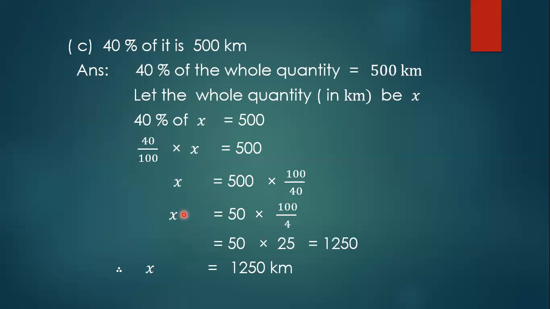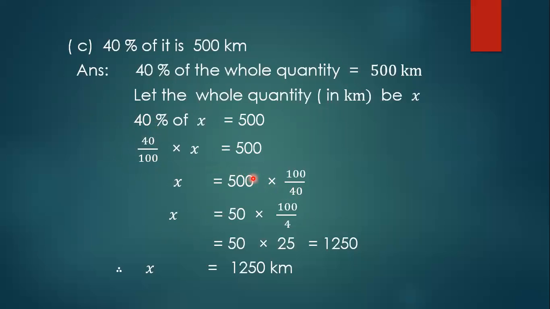Now the next question. 40% of it is 500 kilometer. 40% of the whole quantity is 500 kilometer. Now we will take the whole quantity as x and the unit is kilometer. It is mentioned in the bracket here. 40% of x is 500. 40% as a fraction we will write as 40 upon 100 into x is equal to 500. x is equal to 500 multiplied by the reciprocal. The reciprocal of 40 upon 100 is 100 upon 40. Here what I have done is I cancelled the 0 of 40 with one 0 of 500.